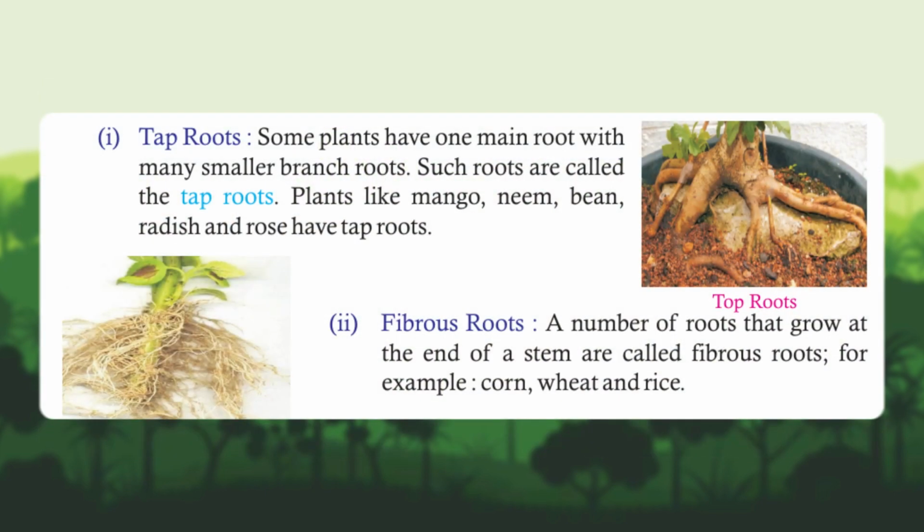1. Tap roots. Some plants have one main root with many smaller branch roots. Such roots are called tap roots. Plants like mango, neem, bean, radish and rose have tap roots. 2. Fibrous roots. A number of roots that grow at the end of a stem are called fibrous roots, for example, corn, wheat and rice.